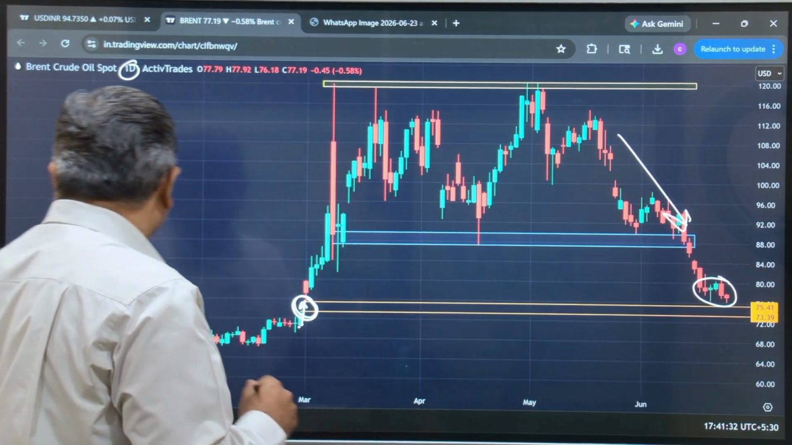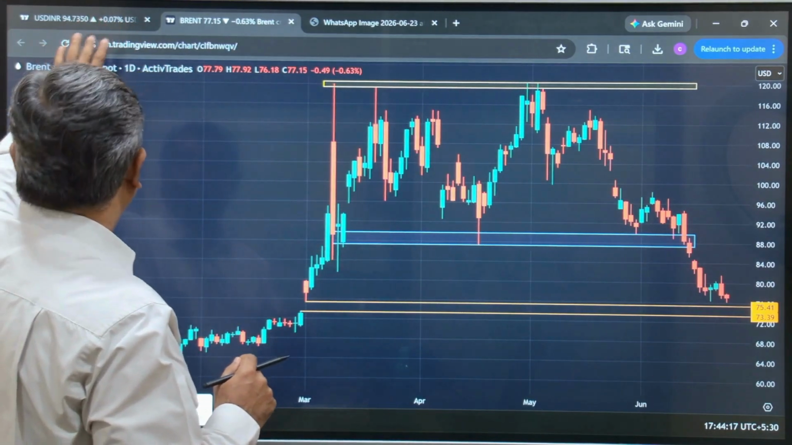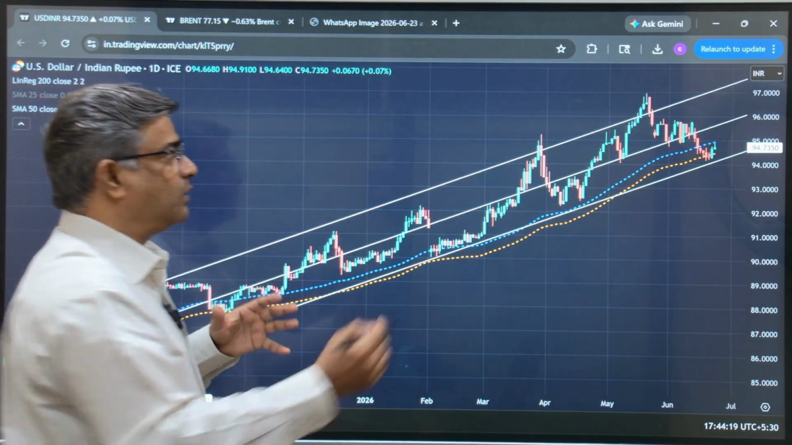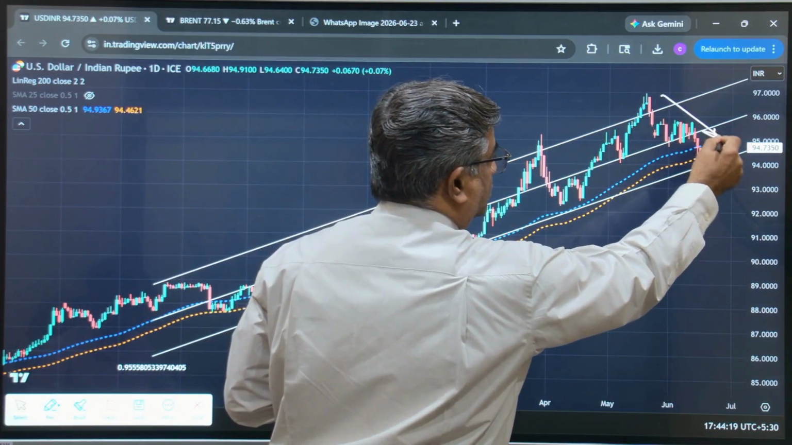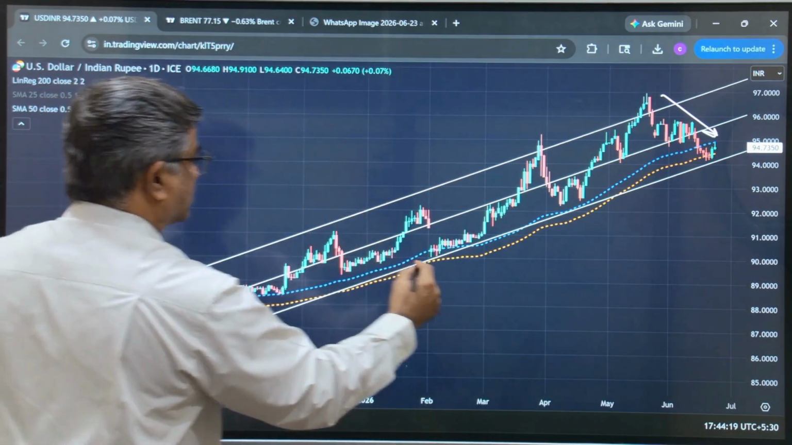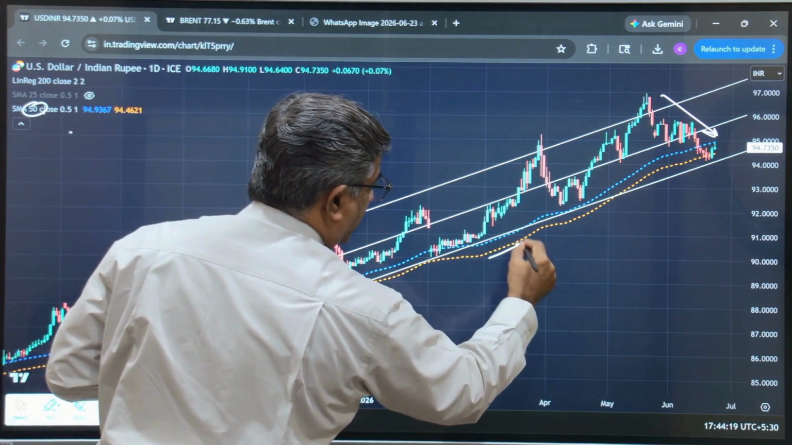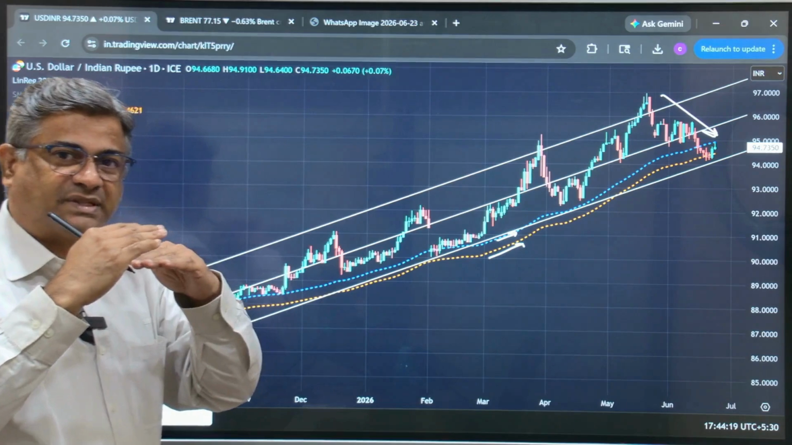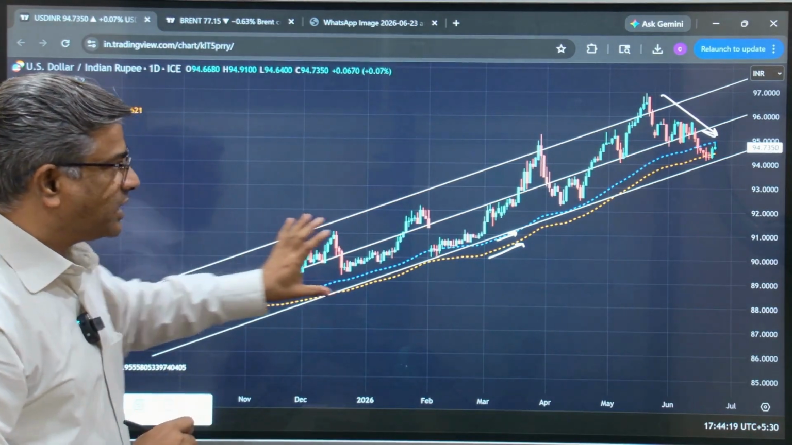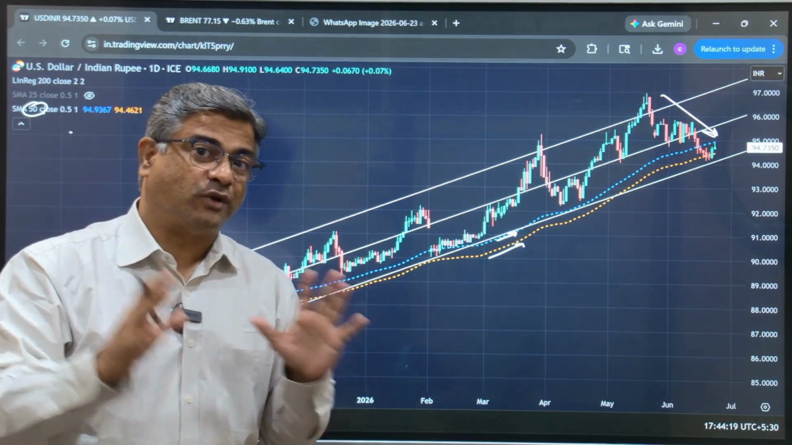Now let us come back to the dollar INR. Now I want to show you how the dollar INR is behaving. Just like the crude has come down, the rupee has also recovered, the dollar has fallen. But look at these dotted lines. This blue dotted line is the 50-day moving average, and the orange dotted line is a half percentage filter just below the blue dotted line. And if you look at this chart, both these lines have been very good indicators of support region.